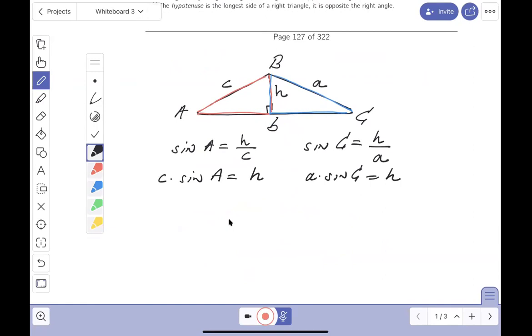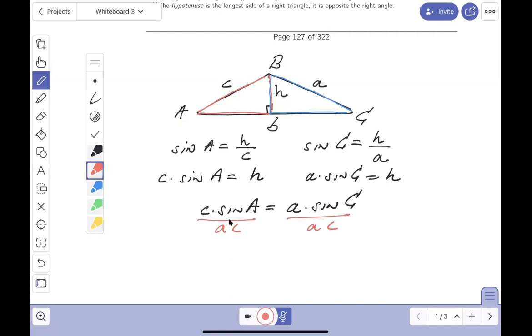I hope you can agree on my picture. The h's are equal. So what does that mean? c times sine of a should be identical to a times sine of c. All right, they do something spiffy here. They divide both sides by ac.